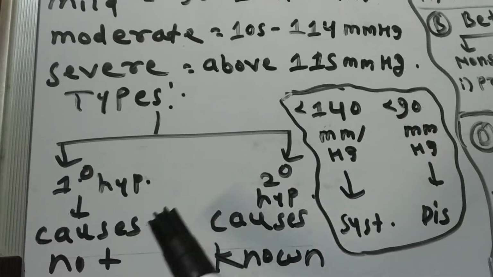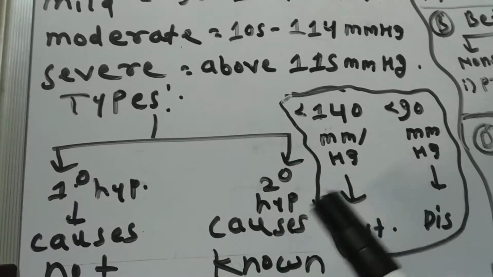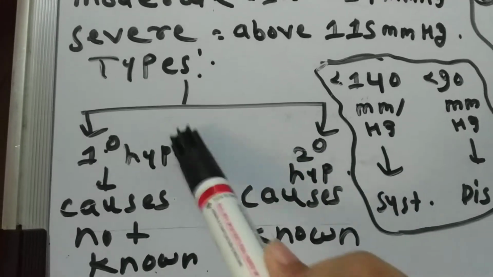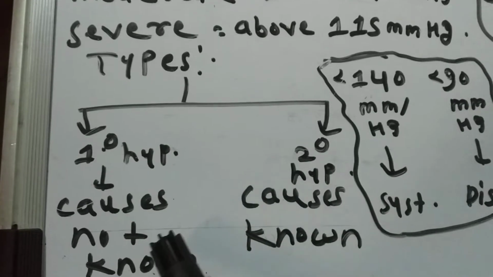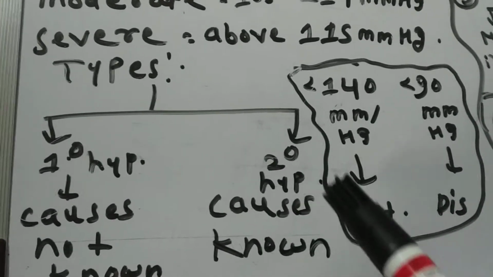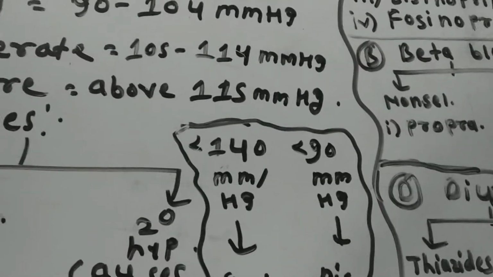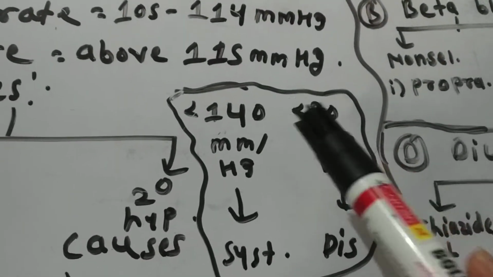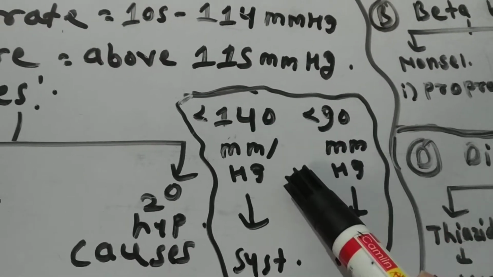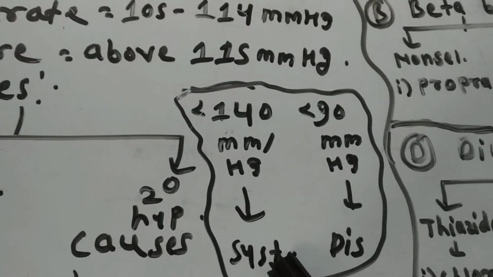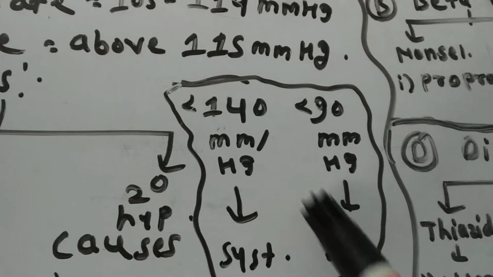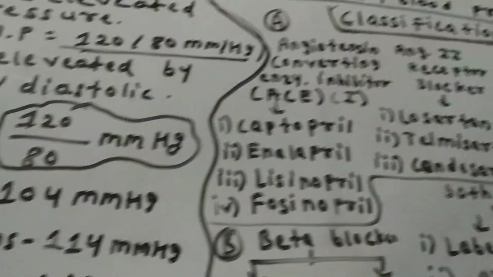Types of hypertension: there are two types, primary hypertension and secondary hypertension. Primary hypertension is also known as essential hypertension. In primary hypertension, the causes are not known. In secondary hypertension, the causes are known. Okay, then suppose blood pressure is reduced to less than 140 mmHg systolic pressure and less than 90 mmHg diastolic blood pressure.